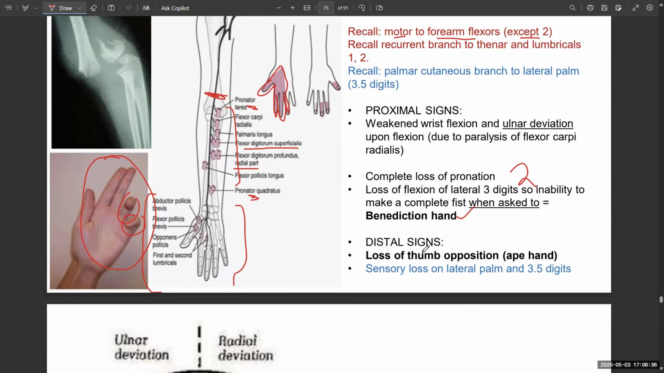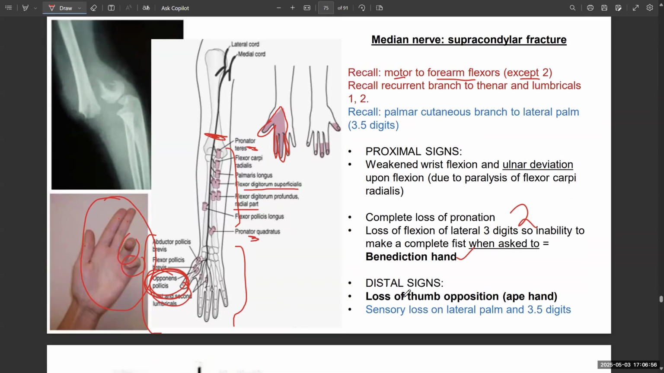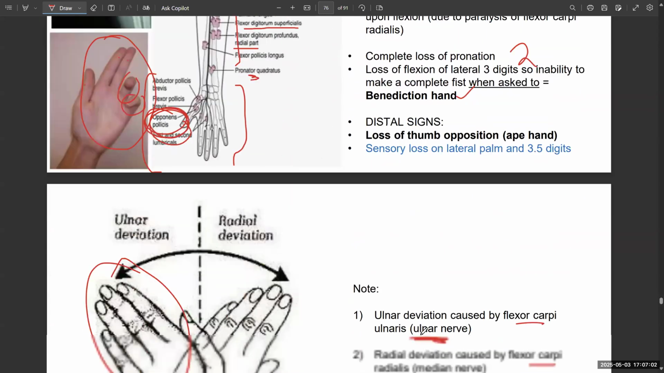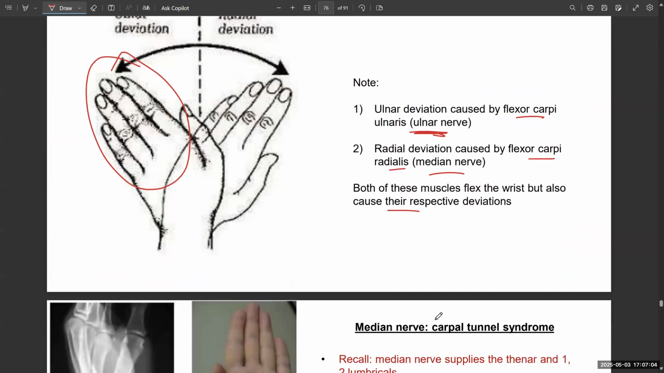Distal signs, you have loss of thumb opposition, you have ape hands. So basically, as you can see here, the median nerve supplies this muscle here, the opponens pollicis. Opponens pollicis is what's going to cause the opposition of the thumb. Now, if you paralyze that muscle, you won't be able to do opposition. So you're going to get an ape hand. Sensory loss on lateral palm and 3.5 digits. You just talked about that. Moving on. This is the deviations.